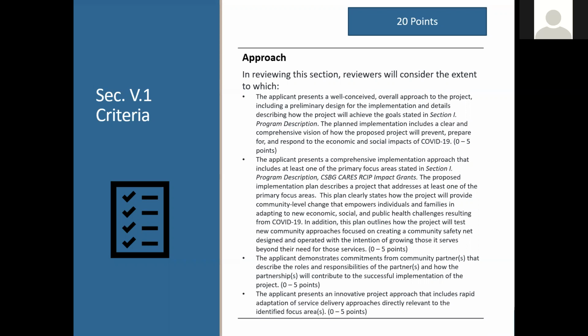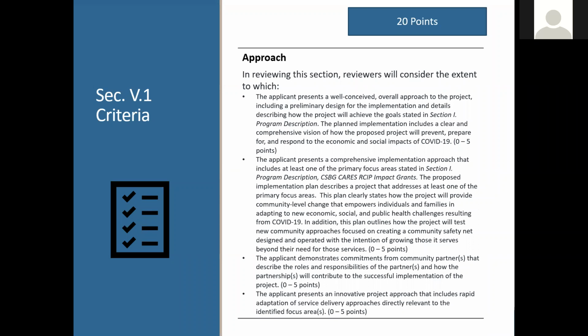The applicant will also be reviewed on the extent to which they present a comprehensive implementation approach that includes at least one of the primary focuses that we covered earlier in the presentation. The proposed implementation plan also will be judged on whether it describes a project that addresses at least one or more of the focus areas and clearly states that the project will provide community level change that empowers individuals and families in adapting to new economic, social, and public health changes that have resulted from COVID-19.